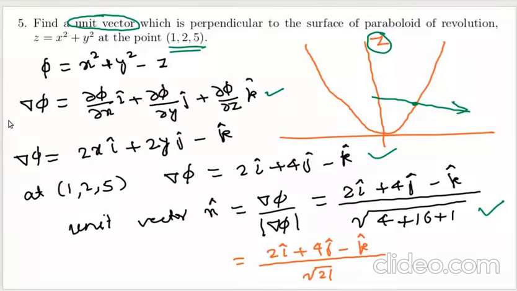Yes, we can take both. If I am finding a normal vector in this direction, you will write this equation like this. Or if you wish to find the normal vector inside the paraboloid, then you can take the reverse of this. The vector will be same, only the direction will change.